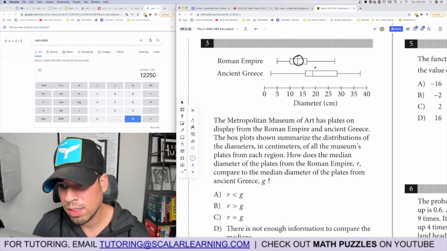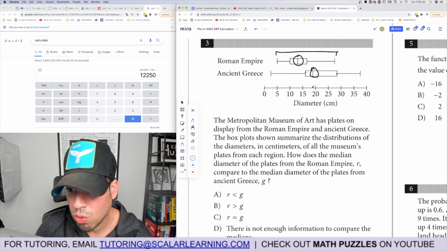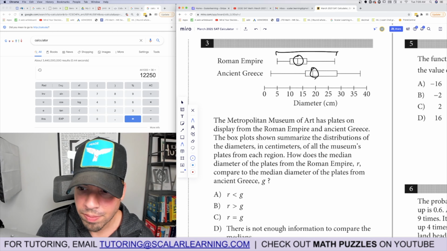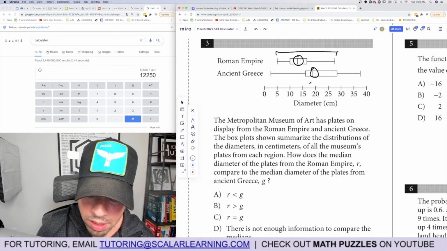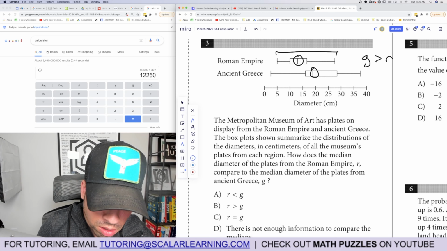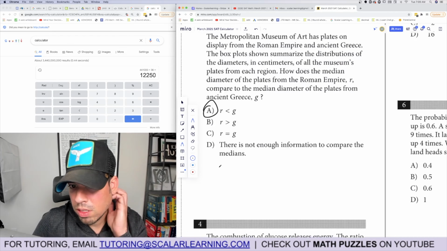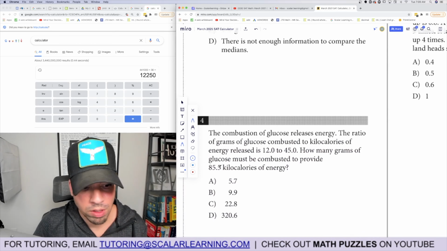So box and whisker plots, a couple things you've got to know. This is the lowest and the highest value, min value, max value. This is the interquartile range, lower quartile, upper quartile, and that's the median. So if you know that, you're pretty good. And then let's see, Greece would be G. So G is bigger than R. Boom, done. Oh, it did say median, right? Yeah, it said median.